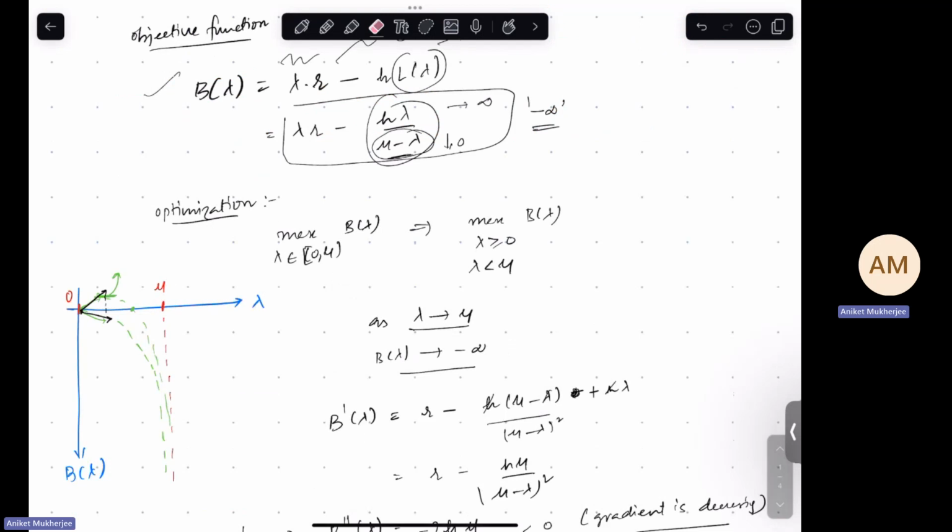Then we wrote down the optimization problem as maximize lambda belonging to 0 to mu. Here we have one extra constraint, because lambda is less than mu. Lambda should also be positive, because a negative arrival rate means that something is going out of the server without getting served, which is physically improbable. So now we have two constraints instead of one, which we had in the optimal service rate case: lambda greater than or equal to 0 and lambda less than mu. We maximize the reward function.